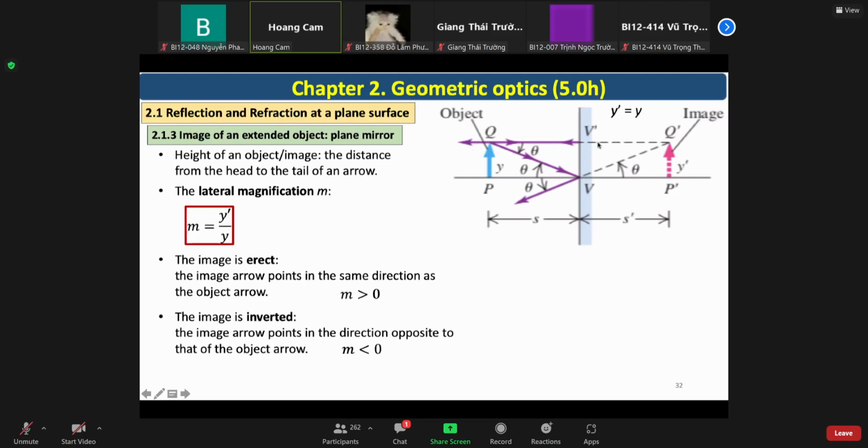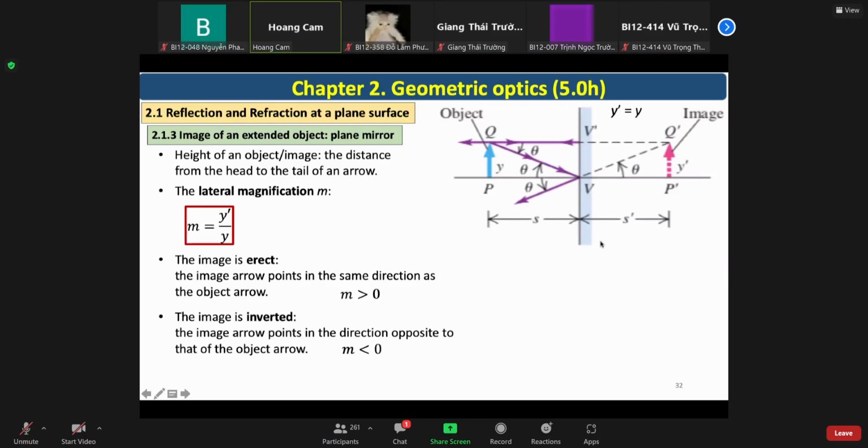So we will find the intersection point of these two outgoing rays, and then you find the image. Because they don't actually intersect with each other, that's why we need the dash line here, and then you have the image here.